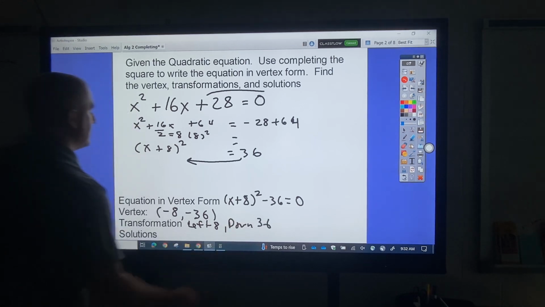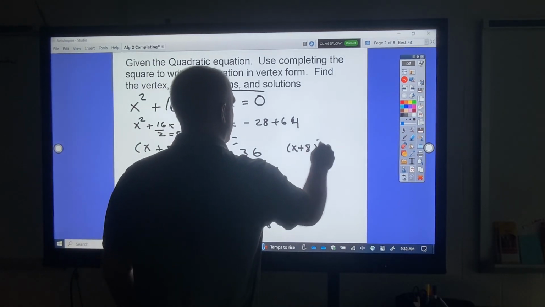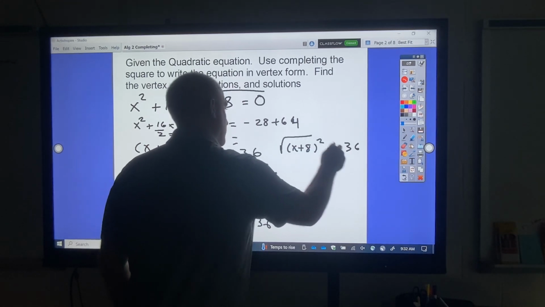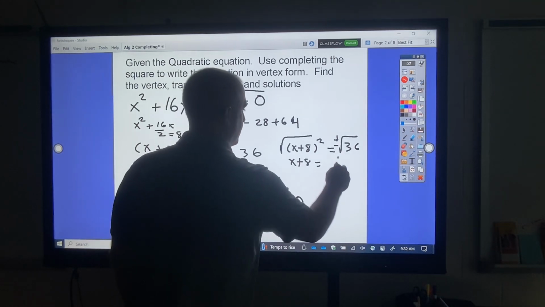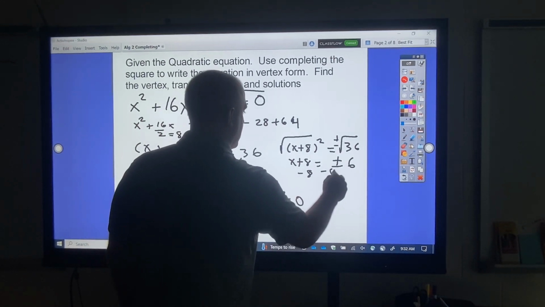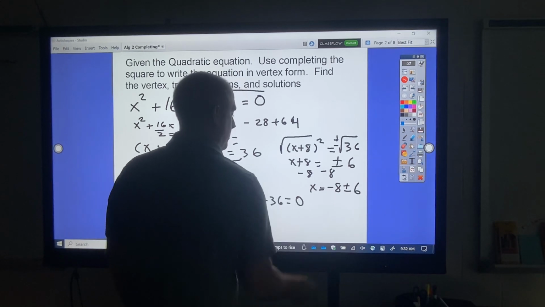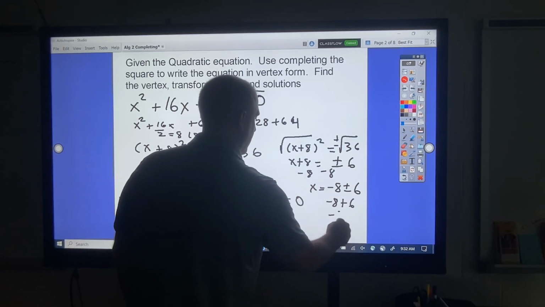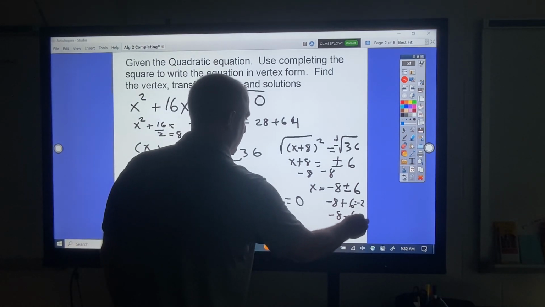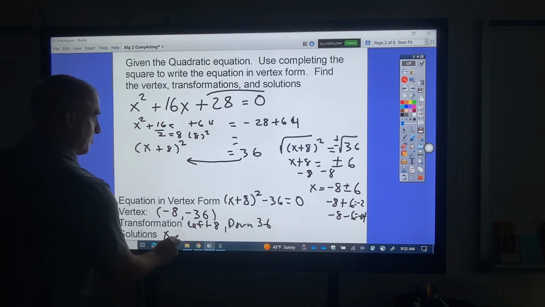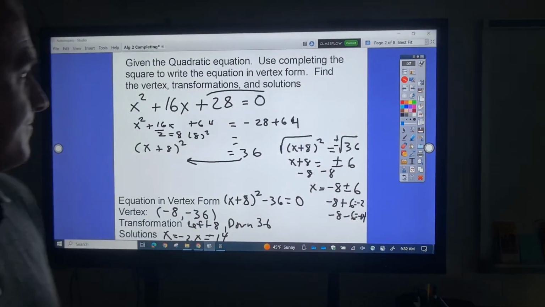Now, to get the solutions, instead of moving it back, I'm just going to solve it by square roots. Square root, plus and minus. The square root of that is going to be x plus 8. The square root of 36 is plus and minus 6. Subtract 8, I get x equals negative 8 plus and minus 6. What does that mean? Negative 8 plus 6 would be negative 2, and negative 8 minus 6 would be negative 14. So I get answers of x equals negative 2 and x equals negative 14.